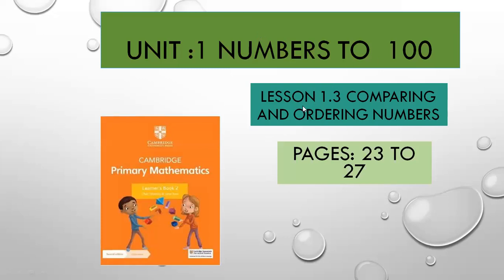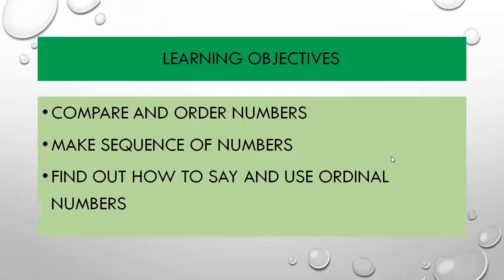Today we are going to start Lesson 1.3, Comparing and Ordering Numbers. That is in your learner's book, page number 23 to 27. So in this lesson, we are going to learn to compare and order numbers, make sequences of numbers, and find out how to say and use ordinal numbers.